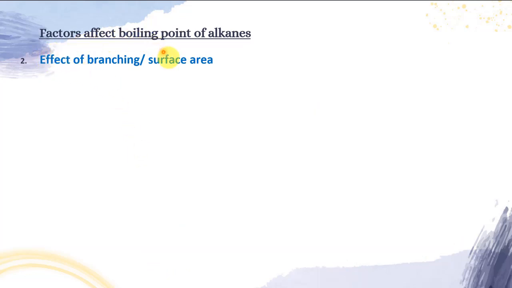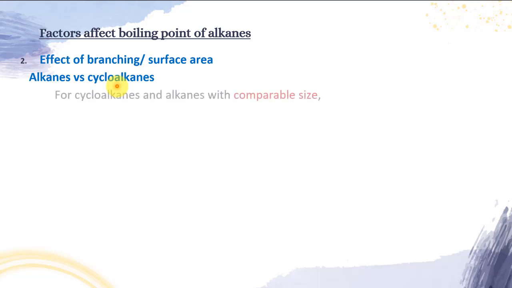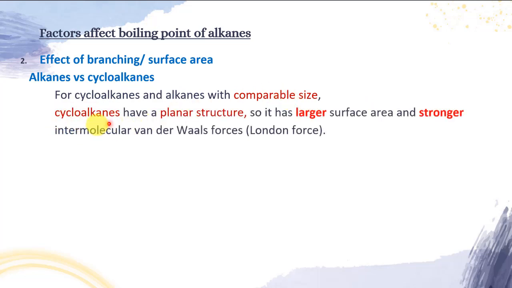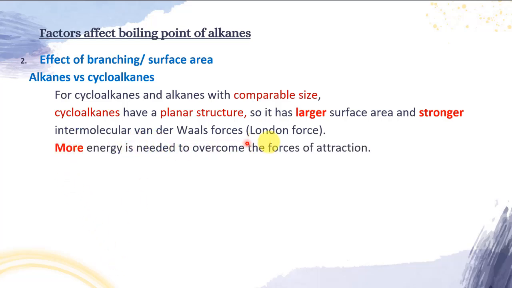Under the same factors of branching and surface area, we can also compare alkane with cycloalkane. For cycloalkane and alkane with comparable size, that means the number of carbons are similar, cycloalkane is a cyclic compound with a planar structure, which will have a larger surface area, stronger intermolecular van der Waals forces, and more energy is needed to overcome the forces of attraction. Therefore, the boiling point is higher for cycloalkane.